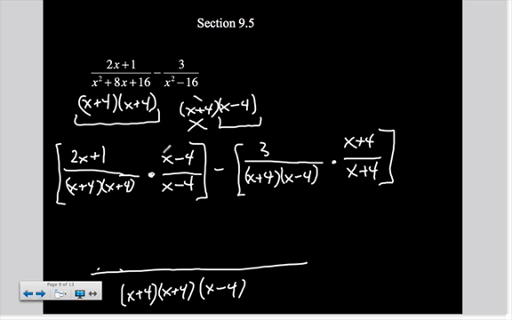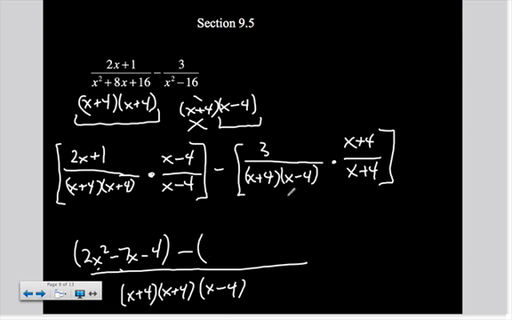Okay, so when I do this multiplication, I'm going to go ahead and bring those down here on the numerator of this fraction. 2x plus 1 times x minus 4. 2x times x is 2x squared. 2x times minus 4 is minus 8x. Plus 1x, that's minus 7x. And 1 times negative 4 is minus 4.